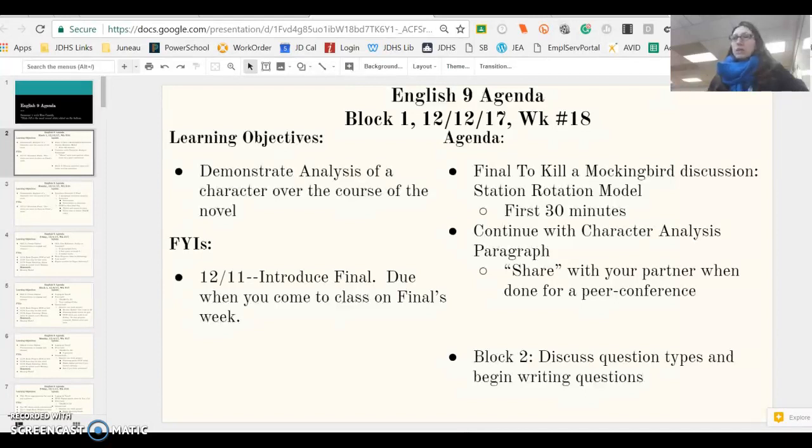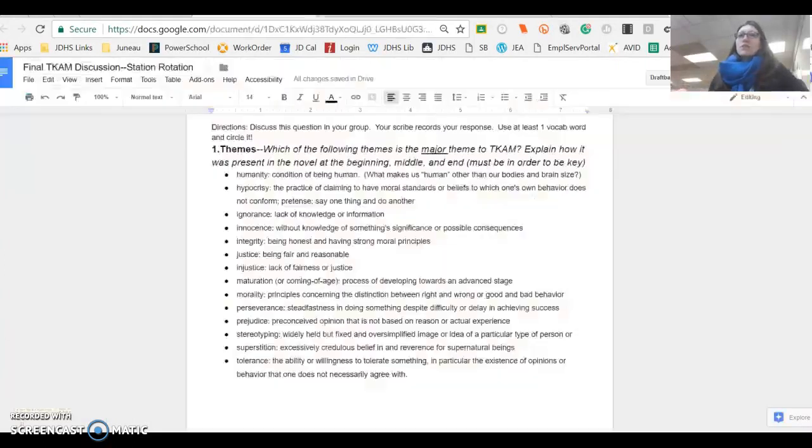So at this point, would you please make sure that you only have one computer up in your group. If you have any other computers up, go ahead and close the lids, please. Everybody needs a copy of the final To Kill a Mockingbird discussion. This is a sheet of paper with all the questions. You're not going to be writing on it, but everybody needs their own copy to be able to see it.